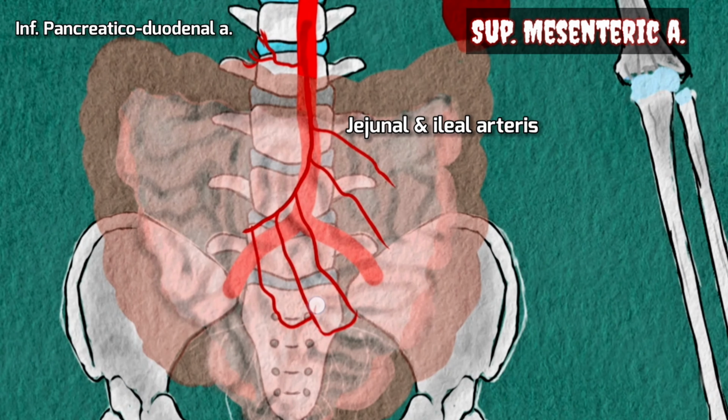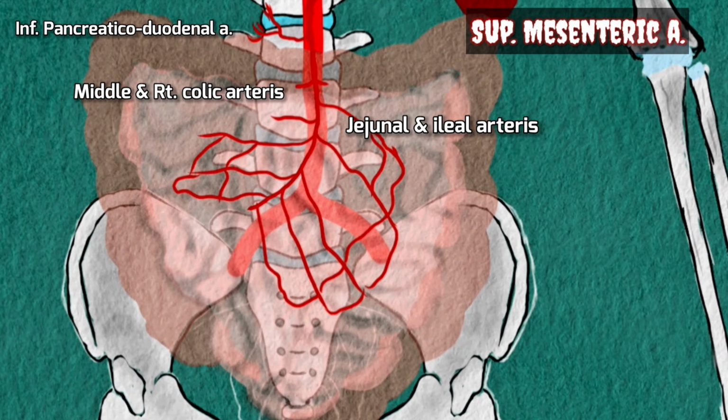Jejunal and ileal arteries. The superior mesenteric artery gives rise to a number of arteries that supply the jejunum and ileum, and the middle and right colic arteries. They arise from the right side of the superior mesenteric artery to supply the colon. The middle colic artery supplies the transverse colon, and the right colic artery supplies the ascending colon.